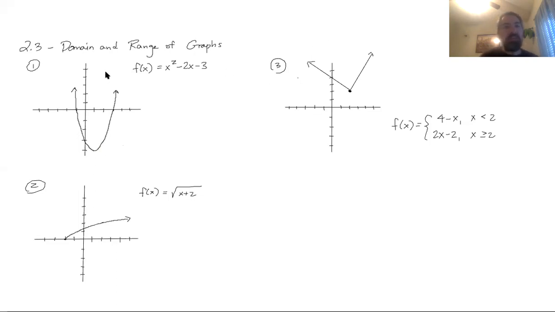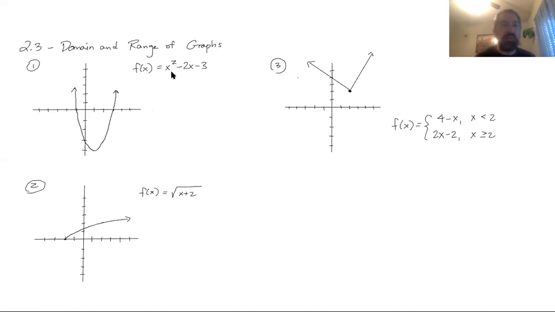What we're mostly interested in is finding the domain and the range of each of these graphs. As we're doing so, I want to mention the types of functions that we have for each graph. Starting with number one, we have this parabola that crosses the x-axis at -1 and 3. It also passes the y-axis at -3. And since it's a parabola, this function will be quadratic.